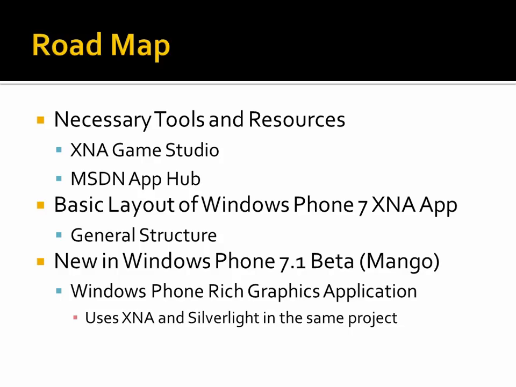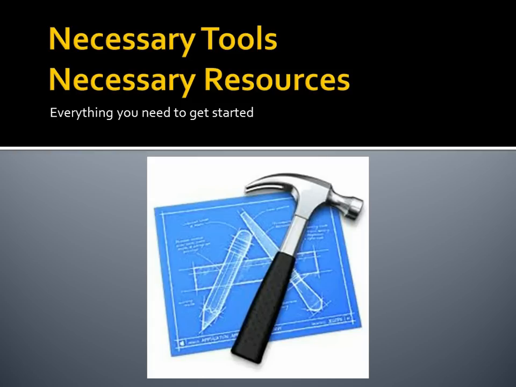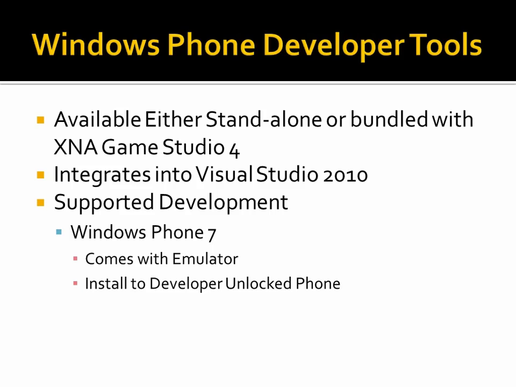All right, what we're going to talk about today. First, we're going to talk about some of the intro stuff. We're going to actually talk about Game Studio itself and the Windows Phone Developer Tools, getting onto the App Hub. Then we're going to talk about basically what you need to do for a game that would get you started currently on Windows Phone 7, and then we're going to talk about some of the new Mango tools because the XNA and Silverlight integration together is really nifty if you use it correctly. So let's start with the new and necessary tools.